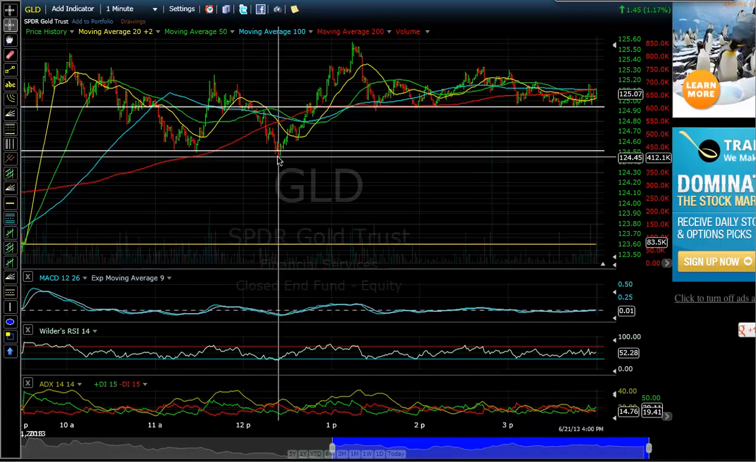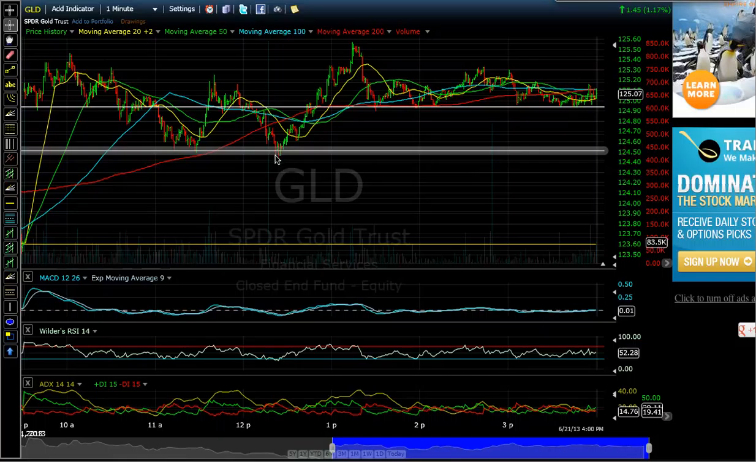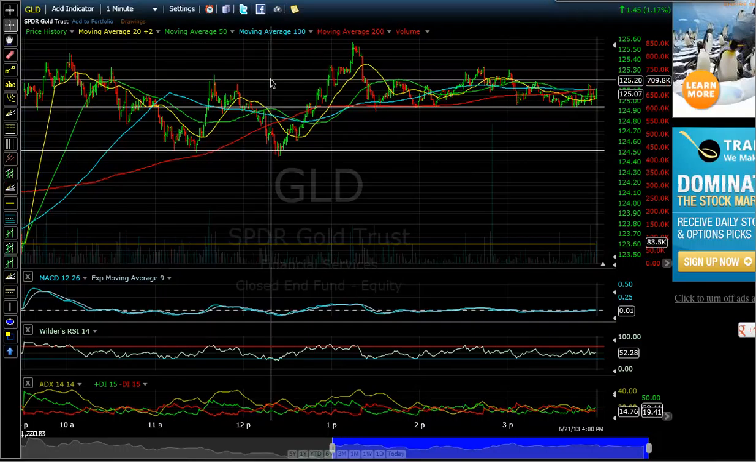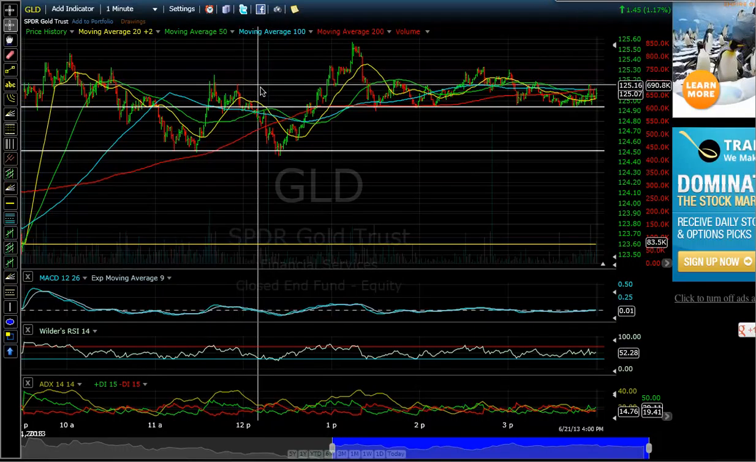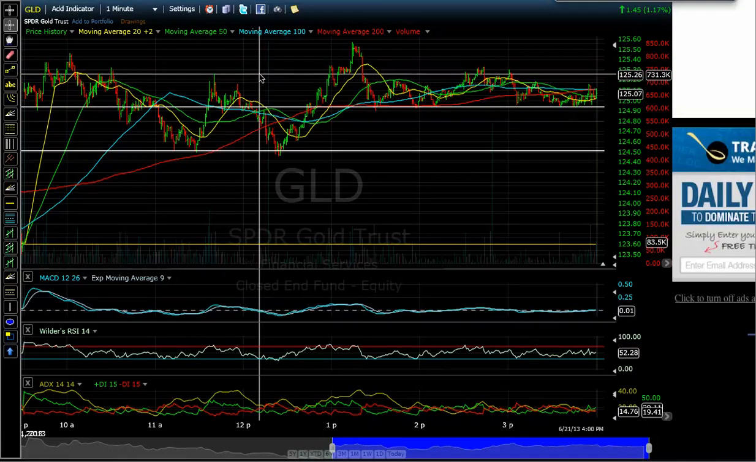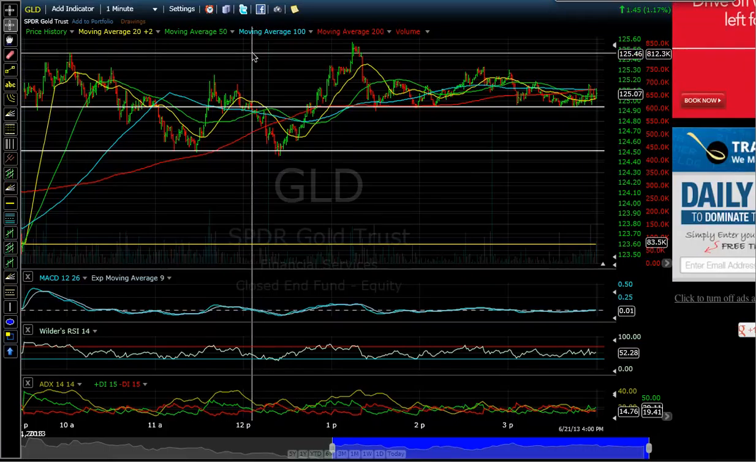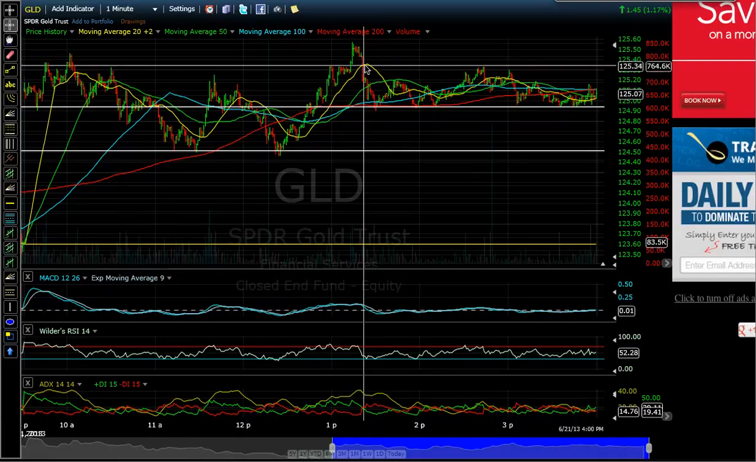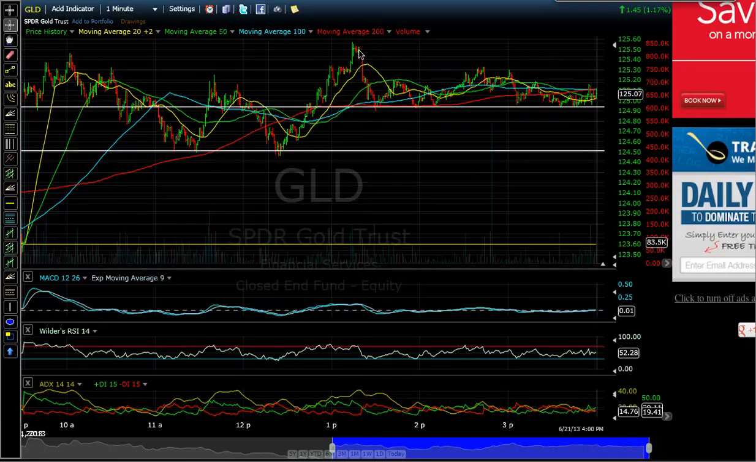This would have been perfect because you overcome these previous tops. You overcome this top here, and this top here. You overcome that top, but you see how it fell right back below the 20-day. So it falls right back below the 20-day, sell. Comes right back below the 20-day, sell. Buy, sell. That's good profit right there.